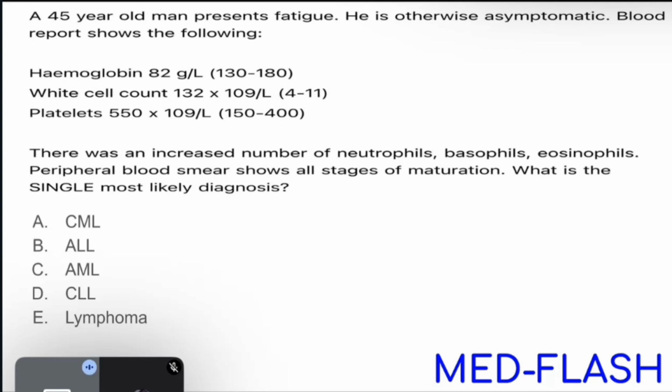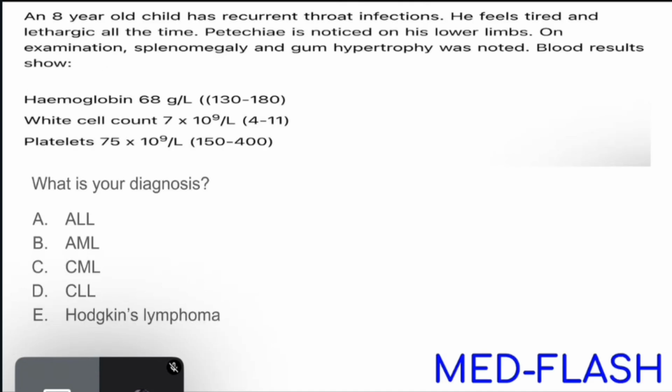So this is a very straightforward question, and I hope no one makes a mistake if this question comes up in your exam. It has to be CML. Everything was explained. You can see all stages of maturation of granulocytes, increased number of neutrophils, basophils, eosinophils. Straight giveaway, guys. It's CML. Also, the age group is matching with what I had told you. He's a middle-aged man with fatigue. So, yes, CML. Okay, one more question.